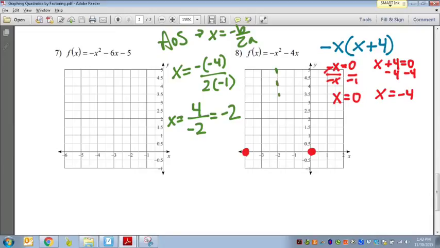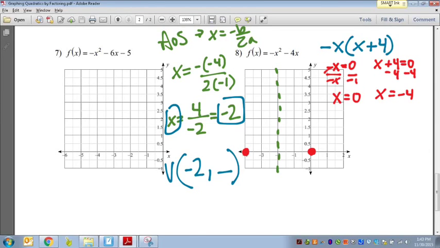Which makes sense, right? Because is my axis of symmetry always going to be perfectly in the middle of the x-intercepts? Yes, it will. All right, so if the axis of symmetry is negative 2, we've already found the x part of the vertex. Because the vertex will also always be in the middle of my graph because all parabolas are symmetrical. So my vertex, the x part is negative 2, but now I need to find the y part by plugging this in to the original equation.